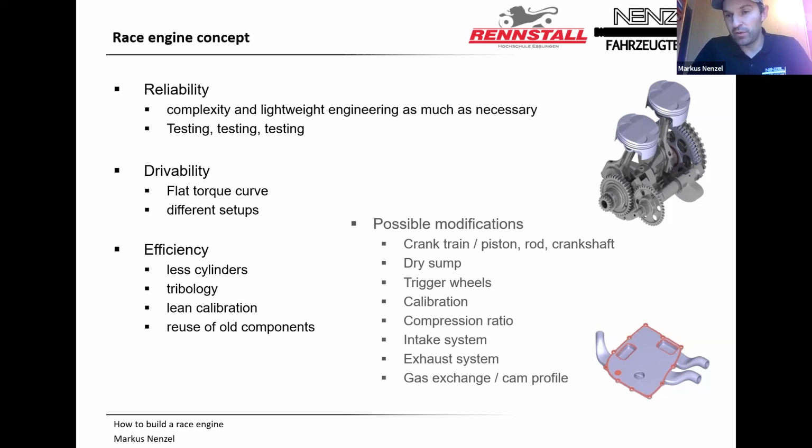Because, for example, if you have a quite outstanding component but you cannot test it, it will definitely fail, because you need some experience and some optimization. Drivability means, for example, a flat torque curve. That's good for the handling, for the driver, and for the different tracks and different setups. For example, for the powertrain or drivetrain, you can use different setups in the calibration, in a drivetrain with a differential and so on, so that you're well prepared.